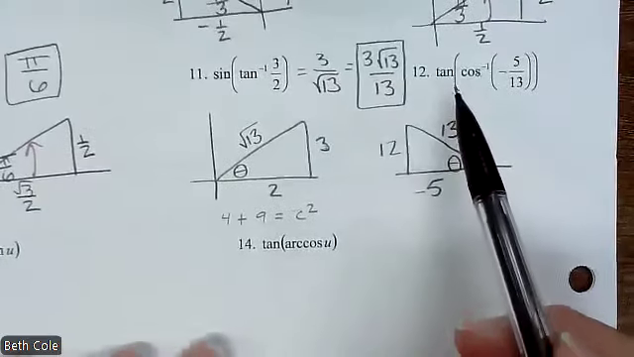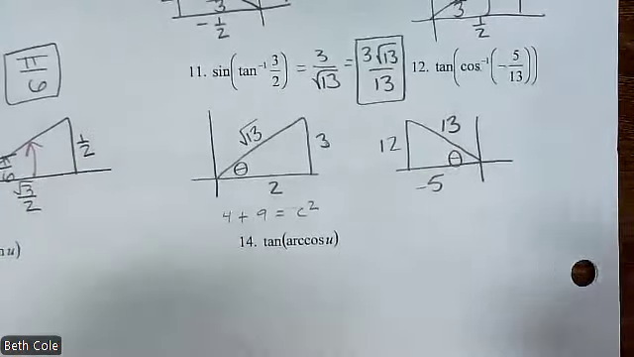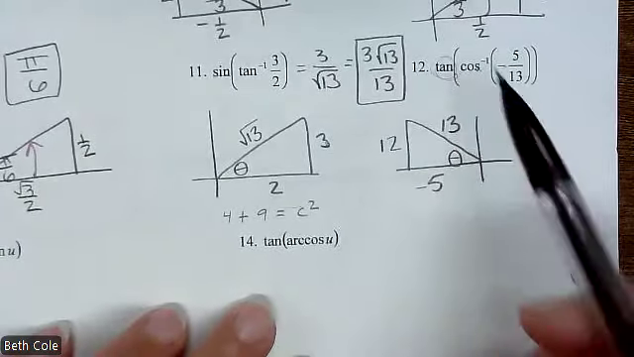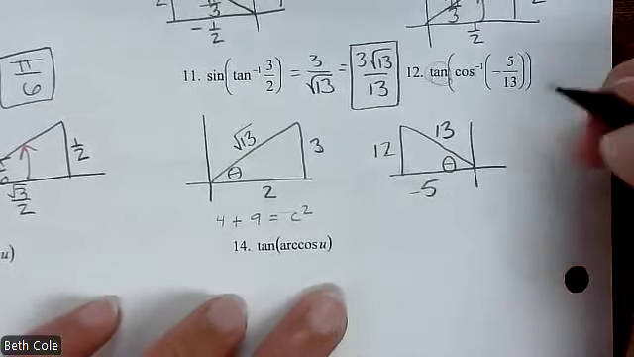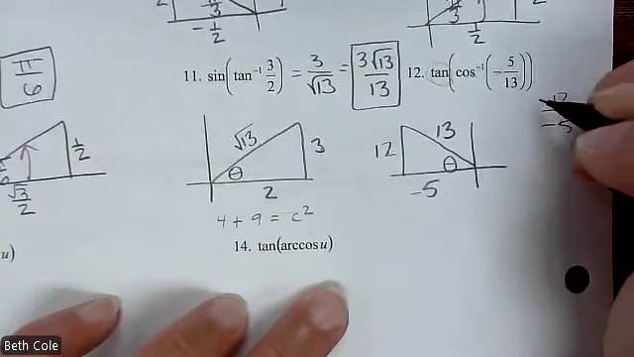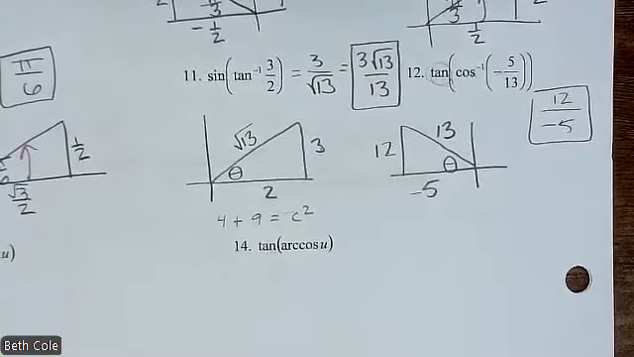All right, now we're going to use this work, our picture, to do tangents. Tangent is opposite over adjacent. So that's 12 over negative 5. So yeah, when you have a fraction, the negative can go on the numerator, the denominator, or just sit out front. It really doesn't matter.